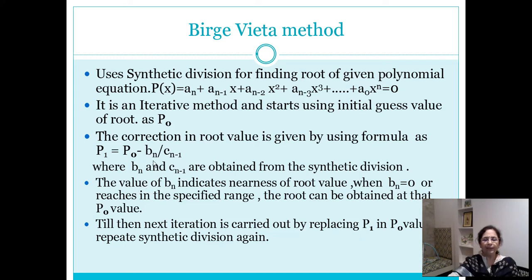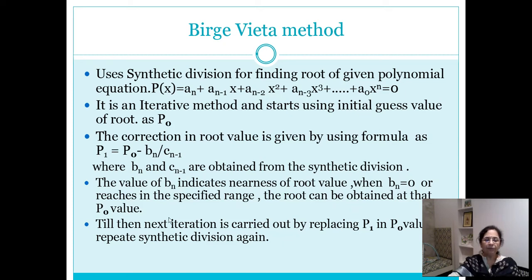The value of bn, which is the function value at the guess value, like f of p0, indicates nearness to the root. When bn becomes 0 or reaches a specific range, sometimes we specify that if we reach so close to the root value, we are satisfied. So we generally use that as the error value. If we specify, instead of 0, a very small number, it indicates the nearness to the actual root value. Then we can declare the root can be obtained at that p value, whatever we are calculating bn for.